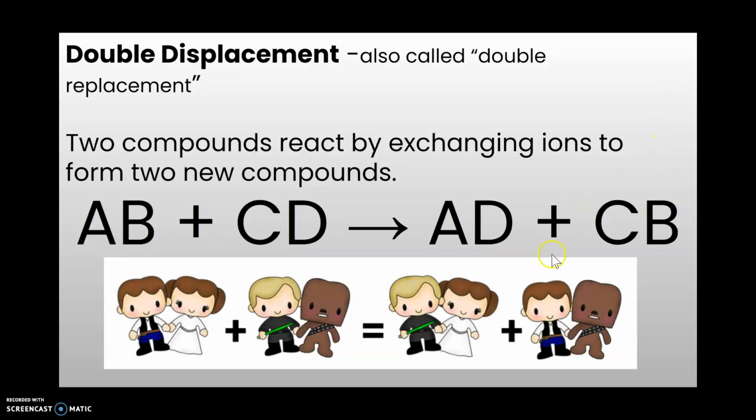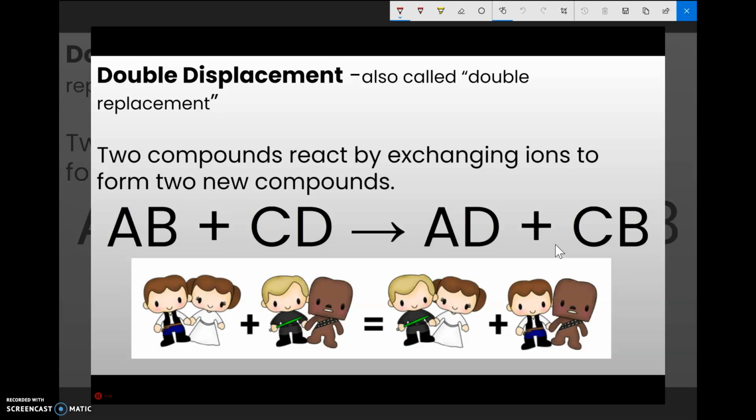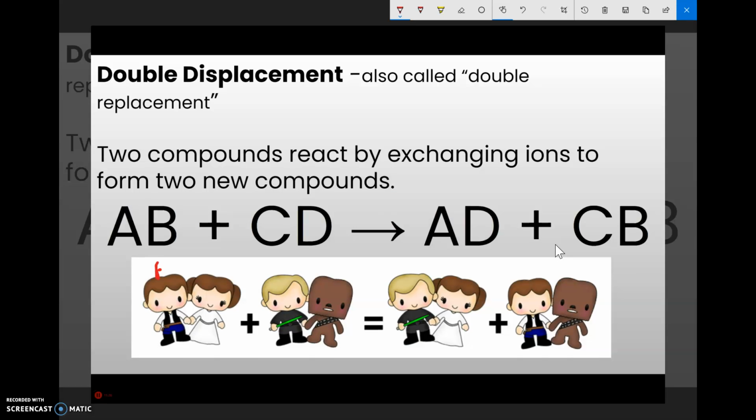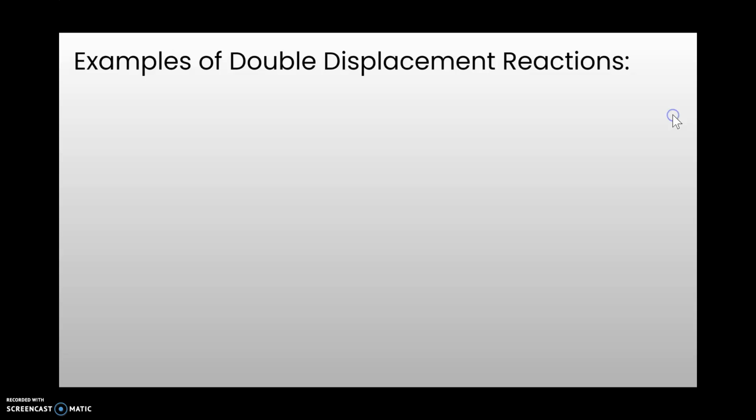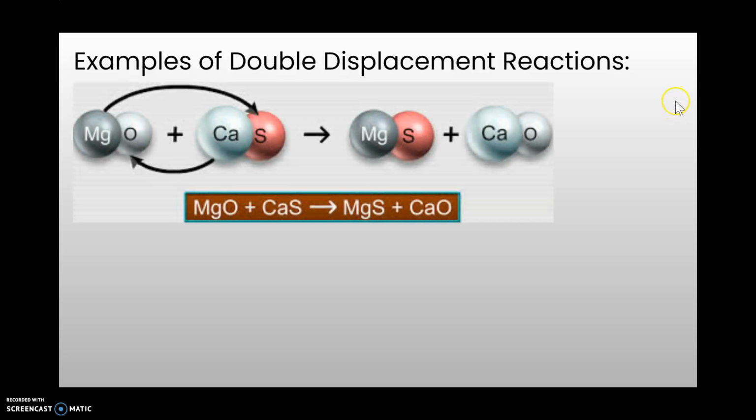Okay, so here's this example right here. We've got Han Solo with Princess Leia. Let's say he's the positive charge, Princess Leia is the negative. Luke's positively charged, Chewie is negative. And they're going to switch places. So over here we get Luke is positive with Princess Leia who's negative. Han Solo is positive with Chewie who has that negative charge. So again, double replacement.